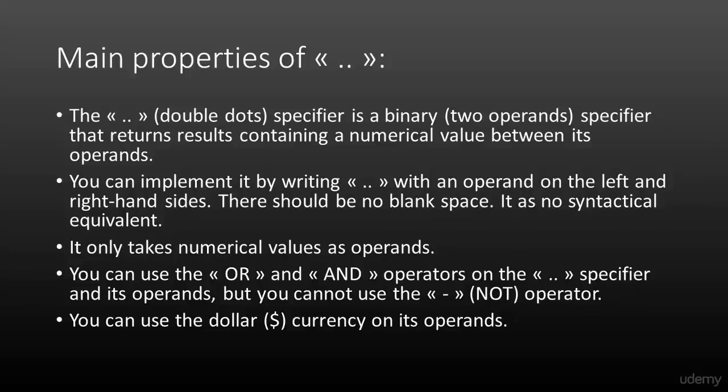Okay, so now let's take a look at the range. The range is the third most common specifier. It's something you put between operands, as you can see. What it's going to do is return a numerical value within the range, and it's binary, so you need one expression on the left and one expression on the right. By the way, it's not written here, but you can actually use it on dates.